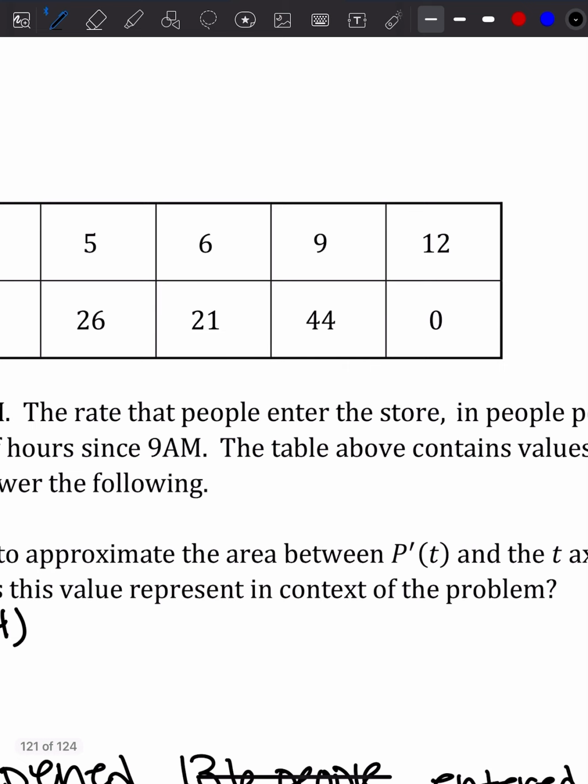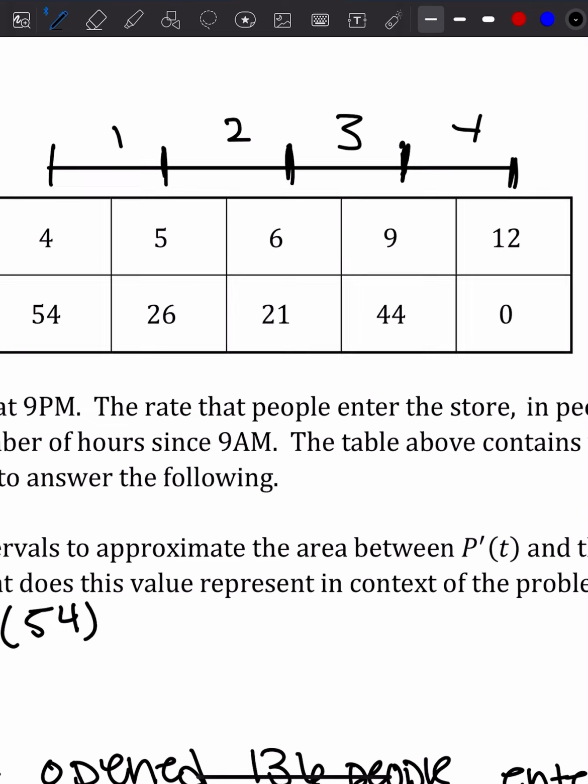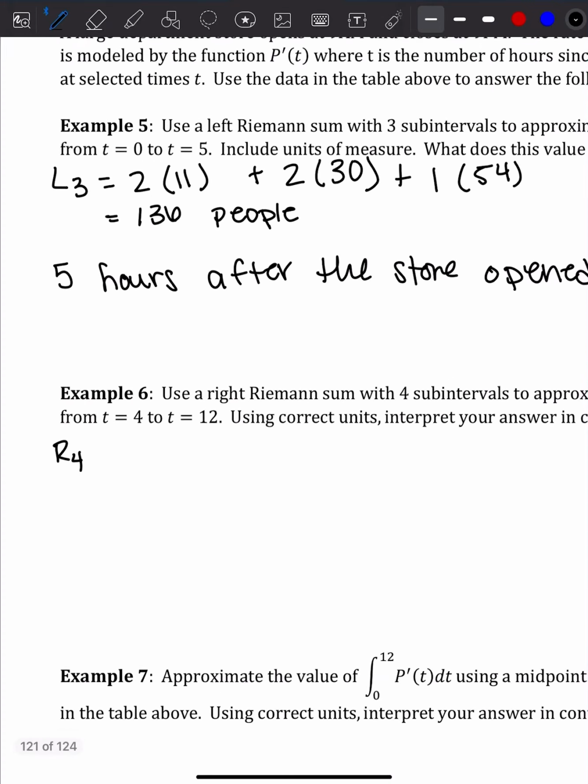So we're starting at 4 this time. We're going to 12, and we want to cover this area here. So we have 1, 2, 3, 4. So these are the subintervals we're going to use. So we have right Riemann sums.